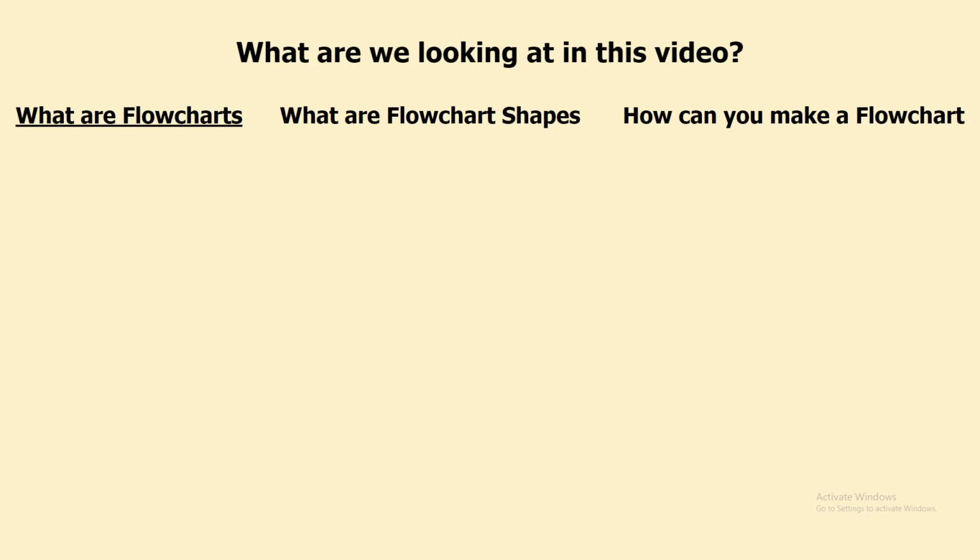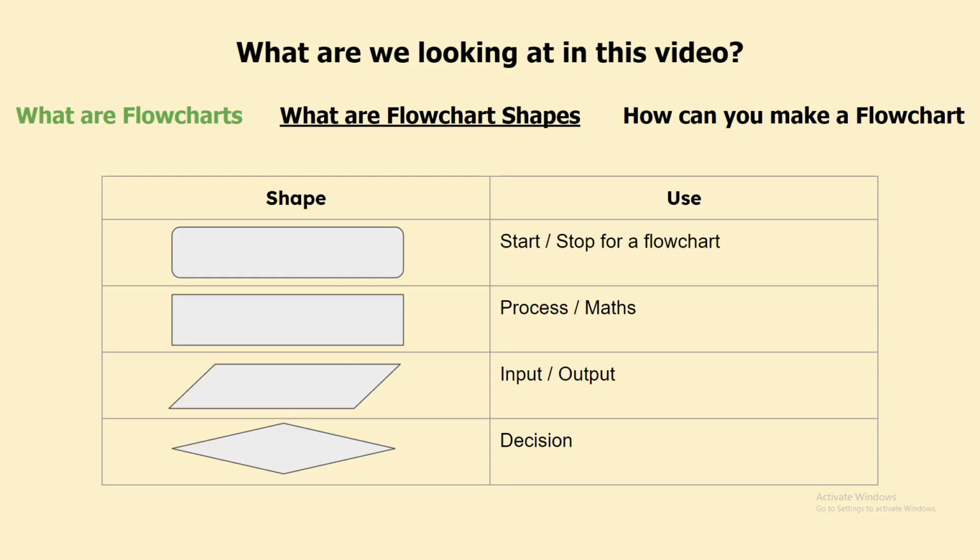We have got four key shapes that you need to be aware of when creating a flowchart. The top shape, which is a curved corner rectangle, is used for starting or stopping a flowchart. So at the start of a flowchart, you'll see that shape, and at the end of a flowchart, you'll see that shape. We can use that shape to say, right, okay, that's the beginning of the flowchart, that's the end.